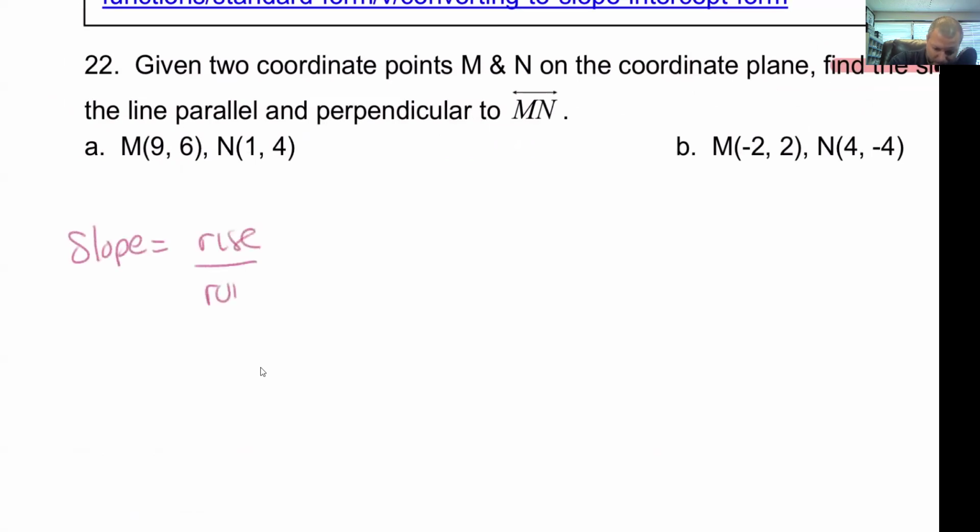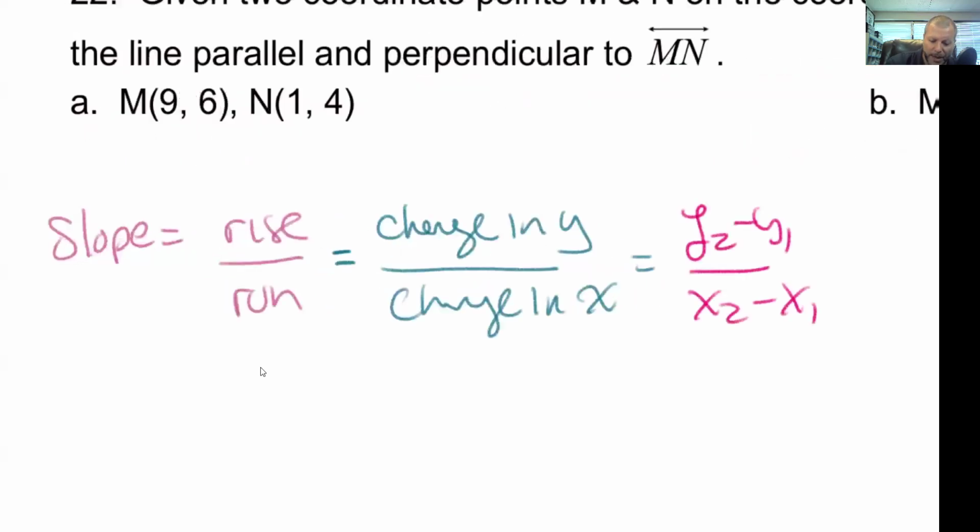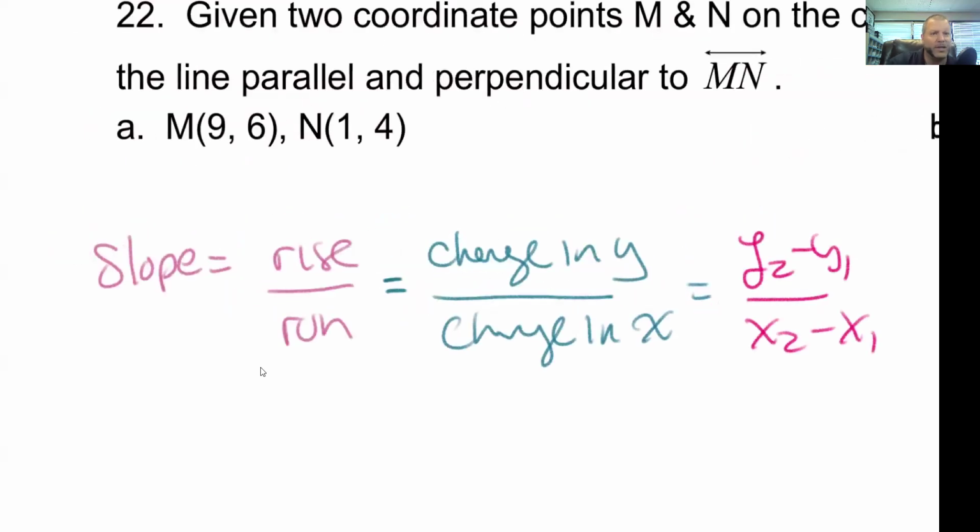So when we rise up, what's changing? Our vertical is changing. When we run horizontally, nobody runs up walls unless they're great at parkour. So this is the change in y over the change in x. Right, so formula: sometimes we get y2 minus y1 over x2 minus x1. And that'll work if you're a fan of just plugging things into formulas. If that's your thing, go for it. So for me, I like to think about slope questions this way.